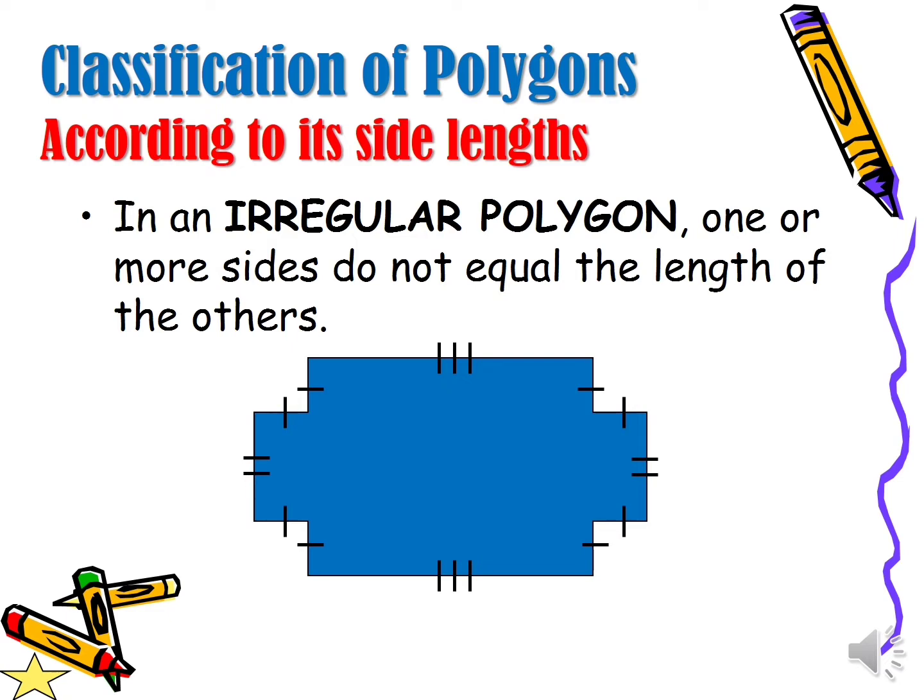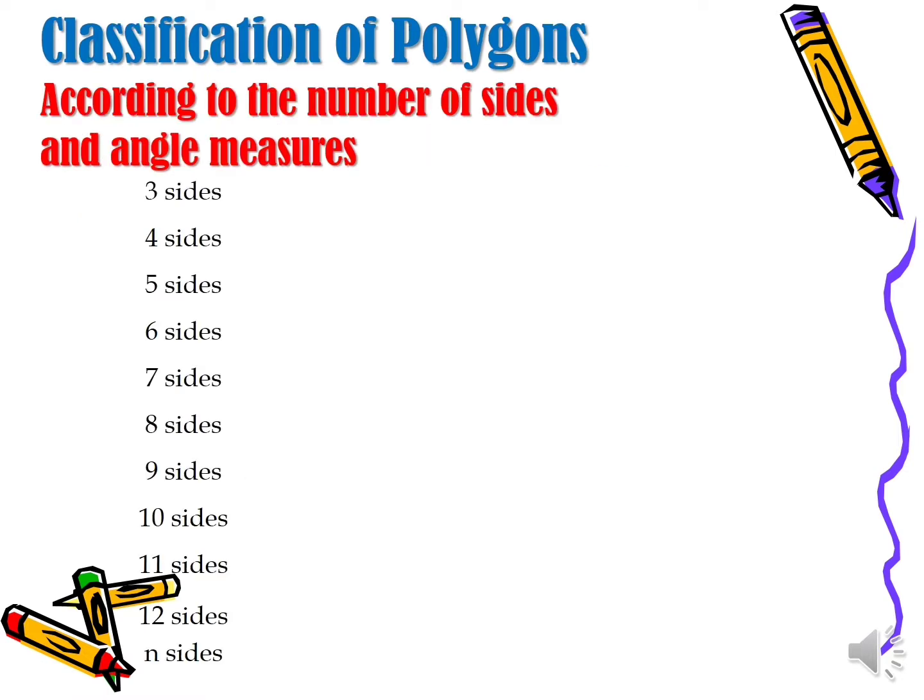The next classification of polygons is according to the number of sides and their angle measures. Una, ikla-classify natin ang mga polygons base sa bilang ng kanilang mga sides.